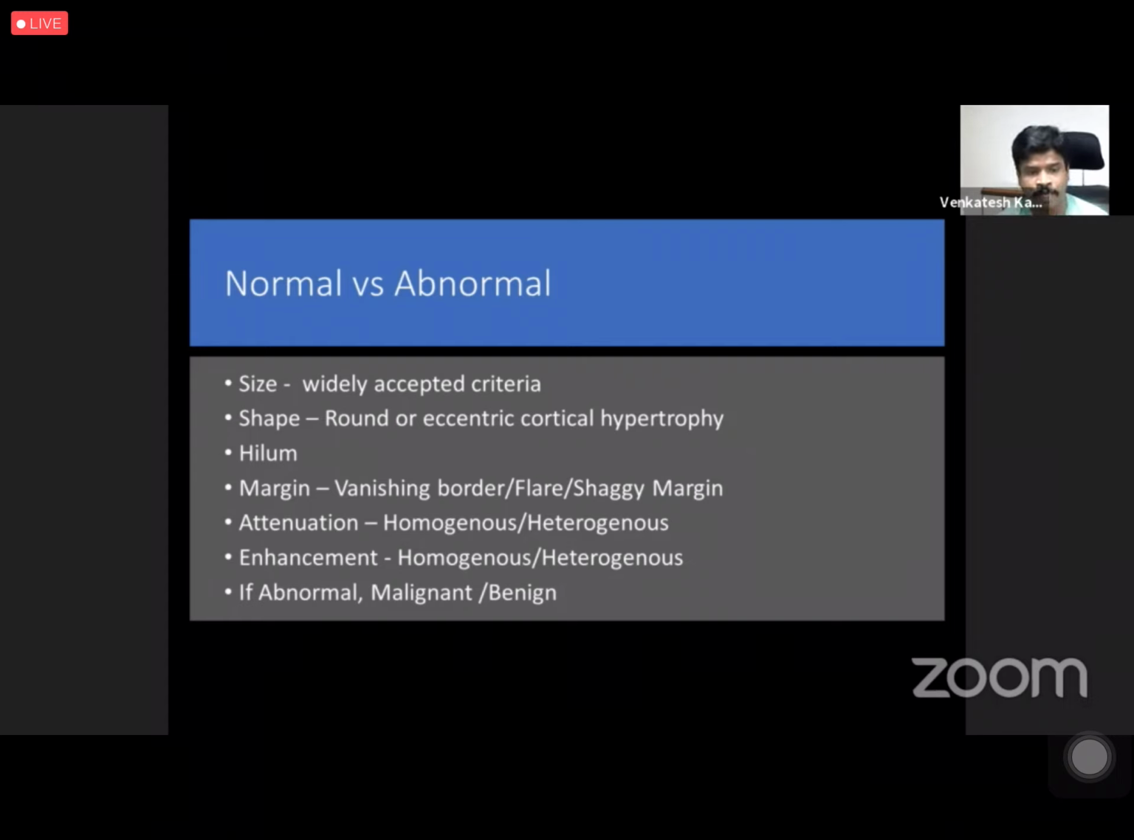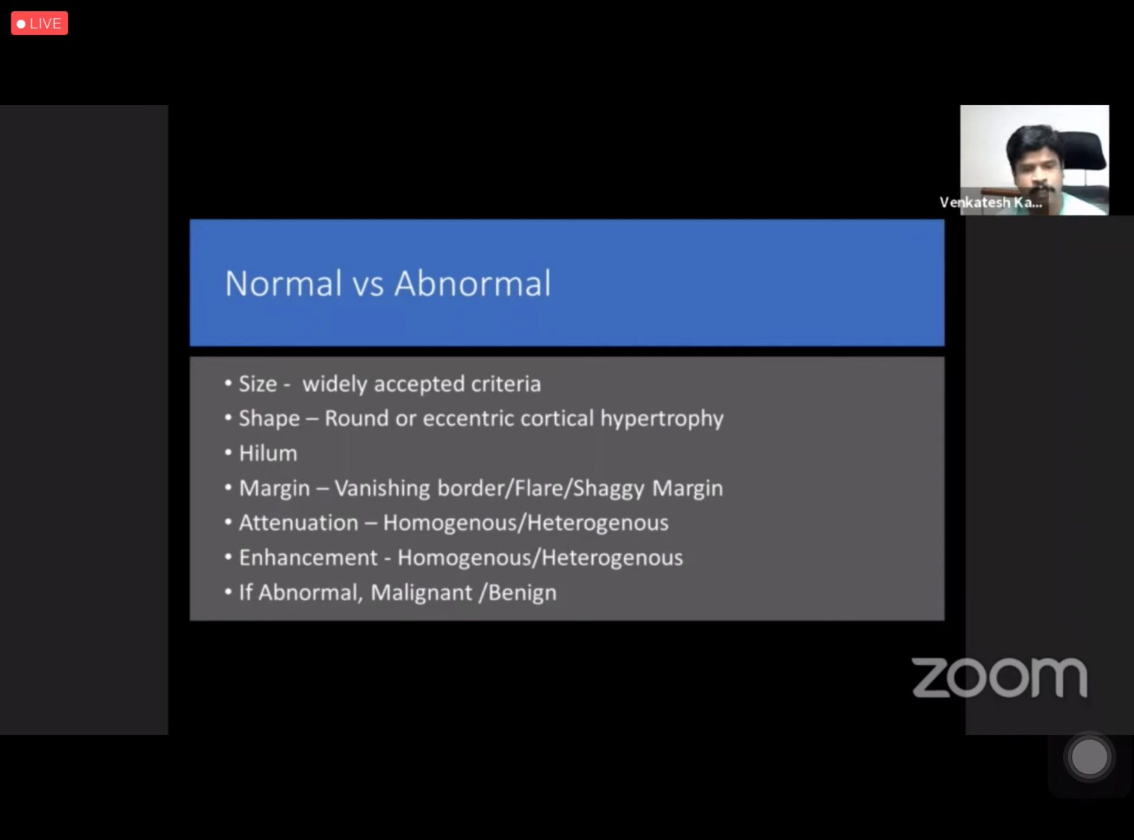Coming to the enhancement part, after giving the contrast, whether it's showing homogeneous enhancement or heterogeneous enhancement. If it is homogeneous enhancement, it is normal. If it is heterogeneous enhancement, then you can narrow down the differential diagnosis. As we know, in the case of tuberculosis, we can see areas of necrosis. You can also see areas of necrosis in metastasis from squamous cell carcinoma. So that helps us to narrow down the differential diagnosis.